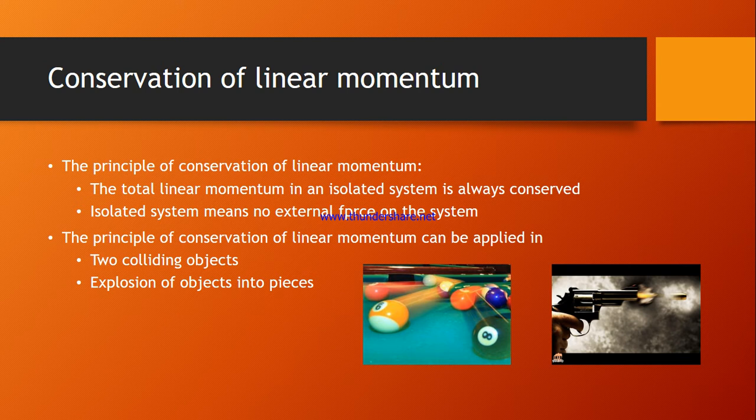Conservation of linear momentum. The principle of conservation of linear momentum is that the total linear momentum in an isolated system is always conserved. Isolated system means no external force on the system. The principle of conservation of linear momentum can be applied to two colliding objects, such as snooker balls, and to the explosion of an object into pieces, such as a shotgun.